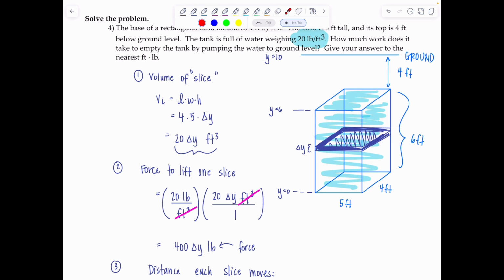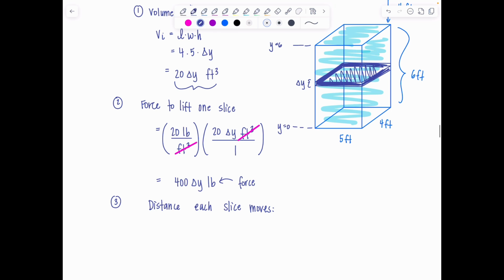Okay, so the layer that's at y equals 0 has to move a full 10 feet until it's out of the tank. The layer that's at y equals 1 would move 9 feet to be out of the tank. The layer at the top has to move 4 feet to be out of the tank. So the distance each slice moves based on its height y is 10 minus y.